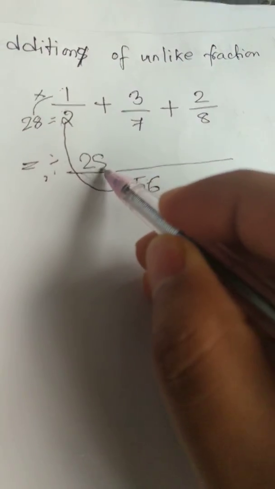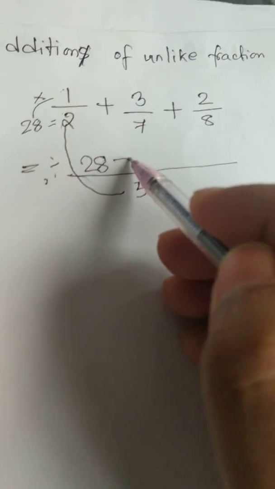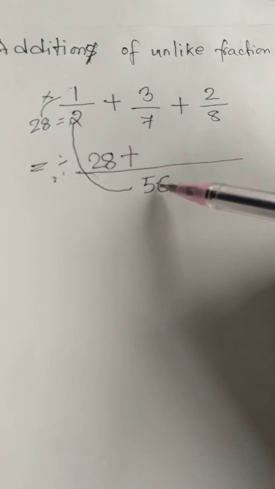So 56 divided by 2 is 28. Then 28 into 1 is 28. Then we write the answer over here. Next, we put this sign same as it is. Next, again we follow the same method.